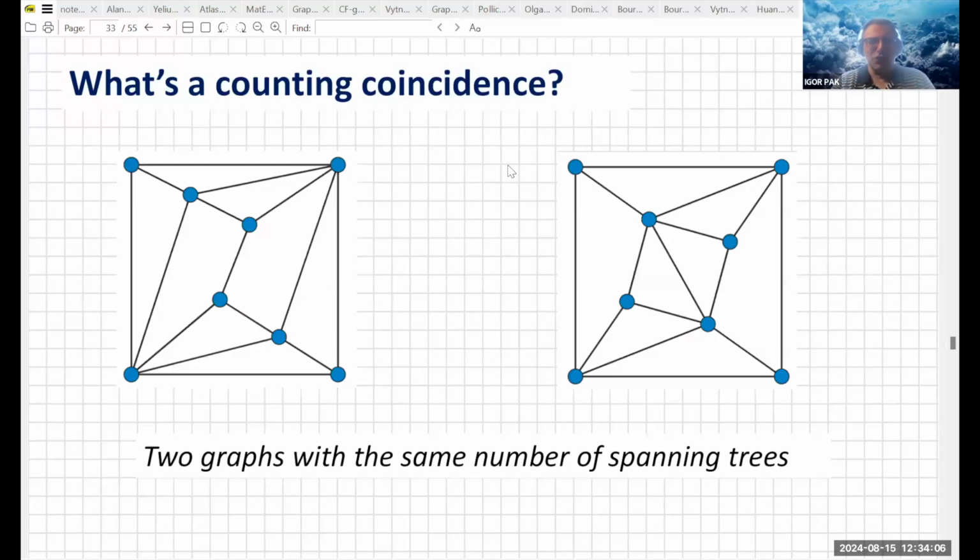So I'm not going to tell you the trick of how I came up with those two graphs. And in fact, maybe you don't even see that those two graphs are not isomorphic. They're not. Those two graphs are different and have the same number of spanning trees. Why is that? Well, it's a coincidence.